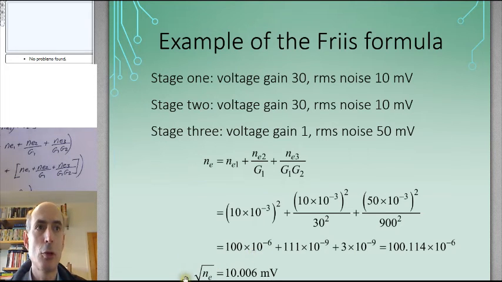The total equivalent noise of my entire system, in fact, is 10.006 millivolts, whereas 10 millivolts of that is coming just from the first stage amplifier. The effect of the second and third stage amplifiers is to just introduce an additional 0.006 millivolts of noise. Negligible.